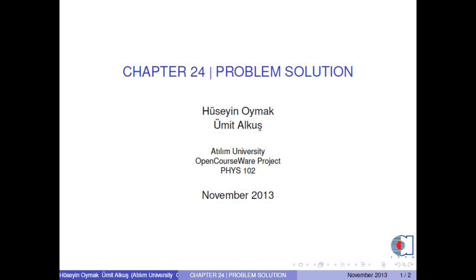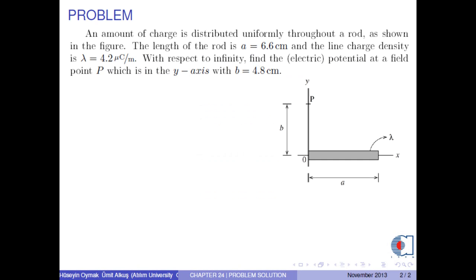In this video, we will solve one problem in chapter 24. An amount of charge is distributed uniformly throughout the rod as shown in the figure. The length of the rod is a equal to 6.6 centimeters and the line charge density denoted by lambda is 4.2 microcoulombs per meter. With respect to infinity, find the electric potential at a field point P which is in the y-axis with b equal to 4.8 centimeters.